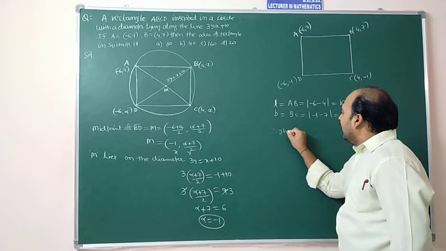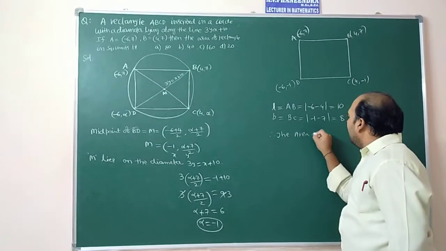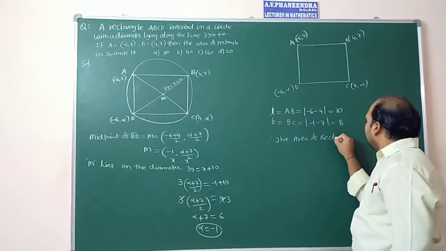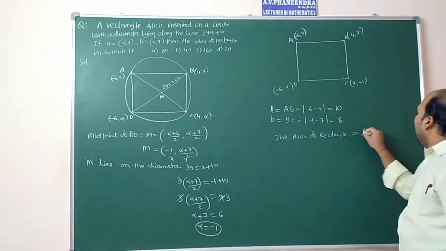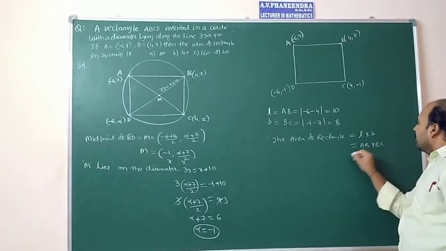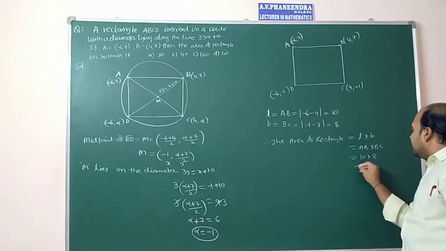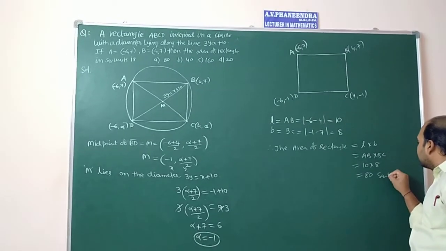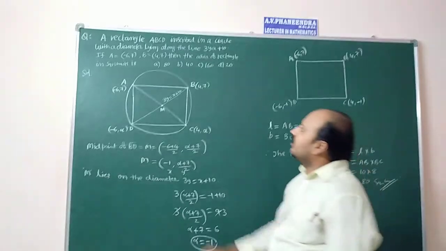Therefore, the area of the rectangle is L into B, which is equal to AB into BC, which is equal to 10 into 8, which is equal to 80 square units, which is there in the first option.